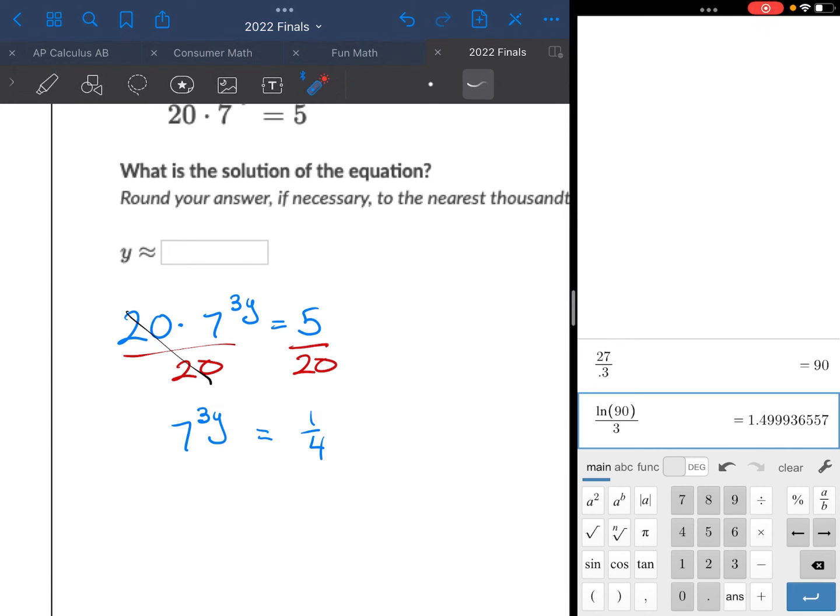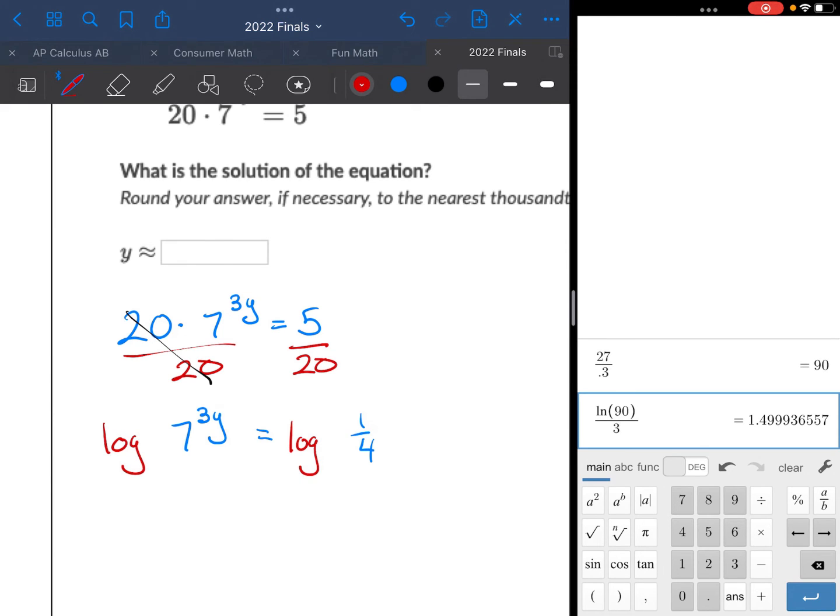So now we need to get this 3y down here, and the only way that we have to do that is to take the log. So I'm going to move this 4 out of the way so I can take the log of both sides, and I'm going to do this in red. Whenever I do something new, I usually switch colors. So I'm going to do the log of the left and the log of the right, and I get to choose whatever base I want. I'm going to copy the base that I have right here. So I'm going to do a base of 7.